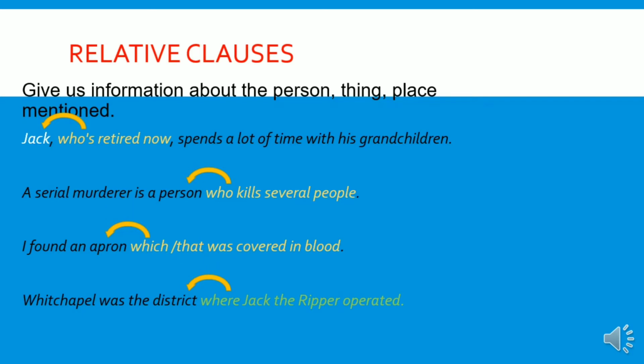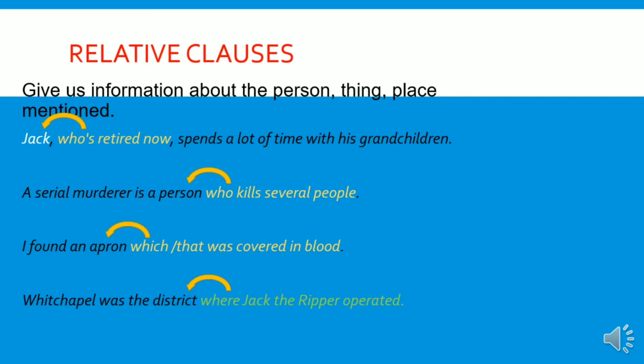Okay. Jack, who is retired now? Siapa Jack? There are many people named Jack. Ada banyak orang bernama Jack. Nah, ini adalah Jack yang sudah pensiun. A serial murderer is a person. What kind of person? Who kills several people. I found an apron. There are many aprons, but in this sentence it is the apron which is covered with blood. Next, about the district. Which chapel was the district? Which district? The district where Jack the Ripper operated.